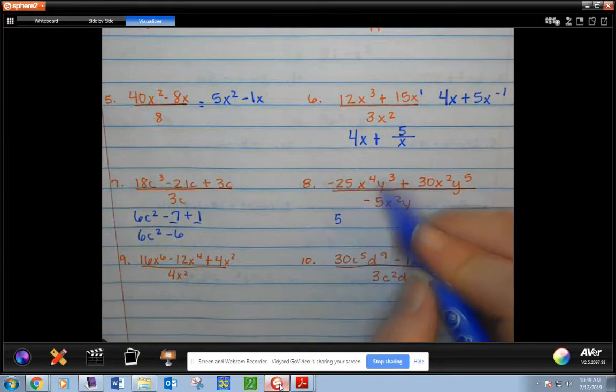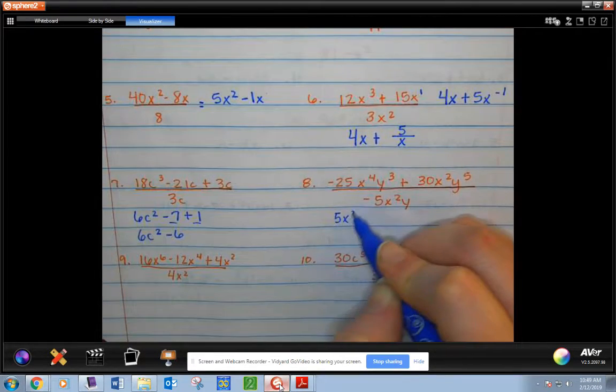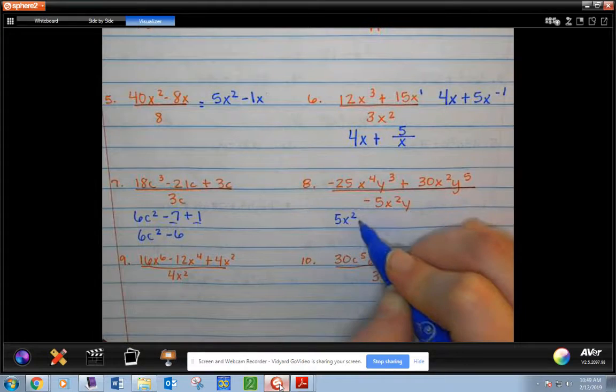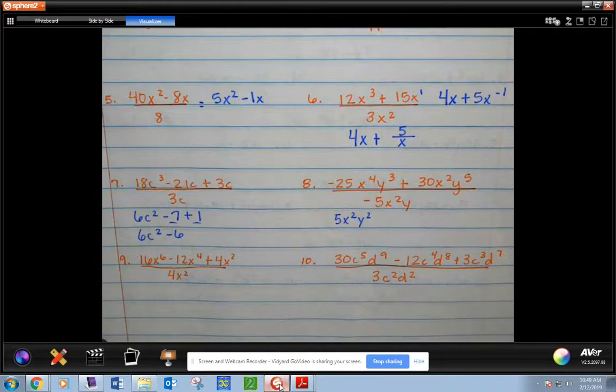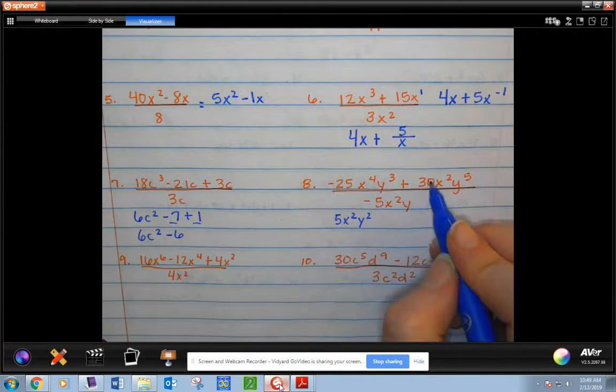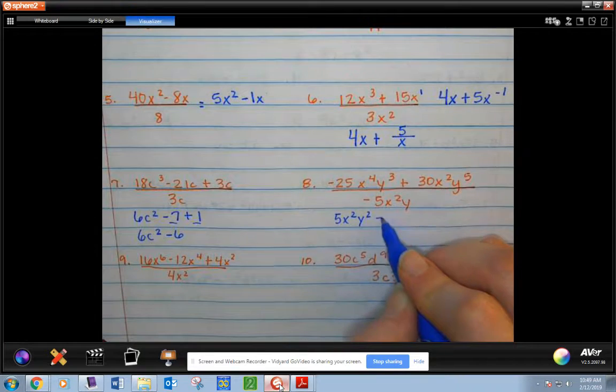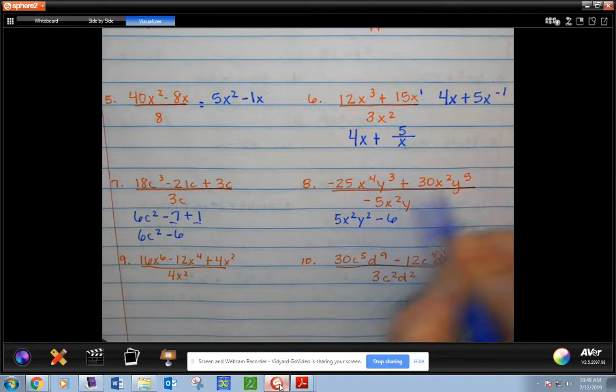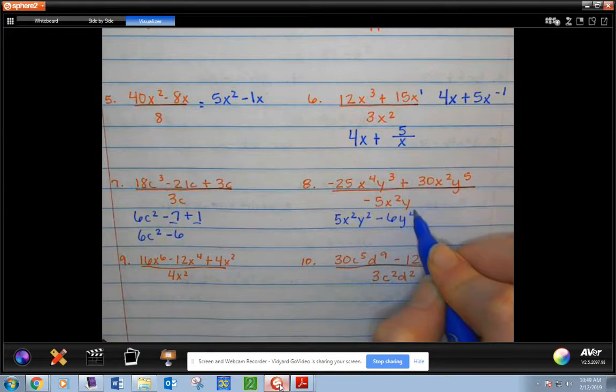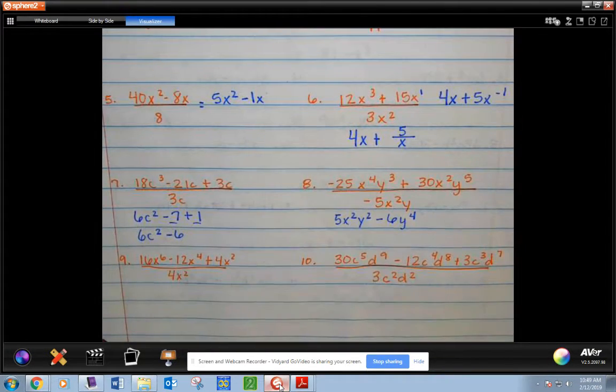Okay, for 8, my first piece, we're going to do -25 divided by -5, and that gives me a positive 5. x to the 4th and x squared, when I subtract, gives me x squared. y cubed and y to the 1st gives me y squared. Moving to my second piece, 30 divided by -5 is -6. x squared and x squared will cancel. y to the 5th and y to the 1st makes y to the 4th. Since these two pieces don't look alike, we're done.